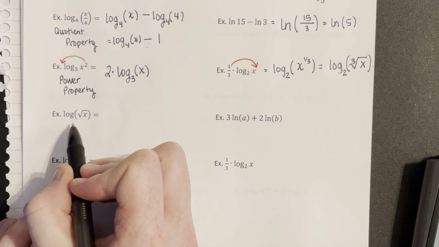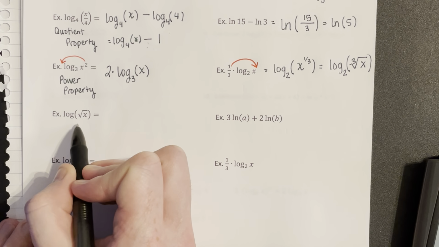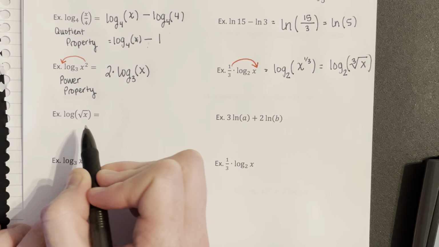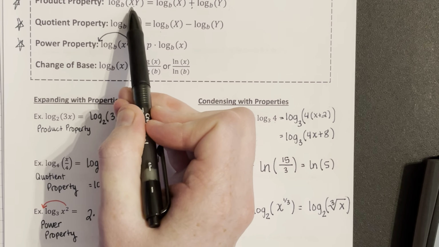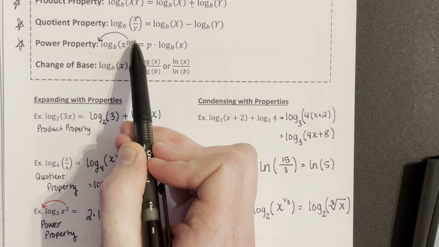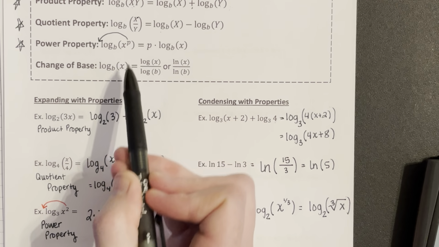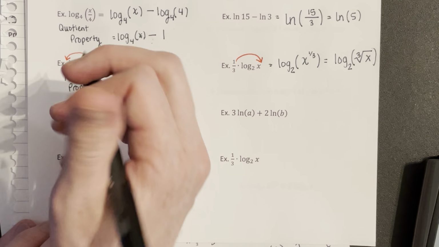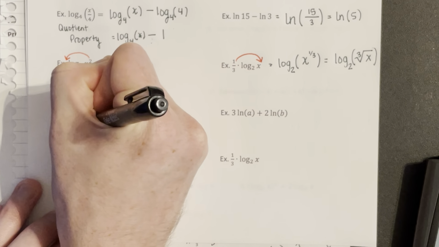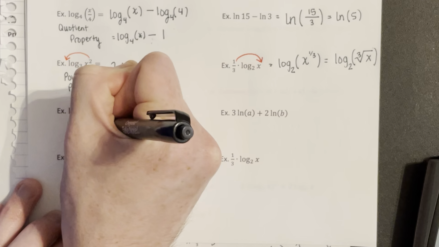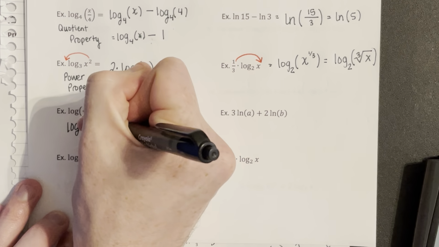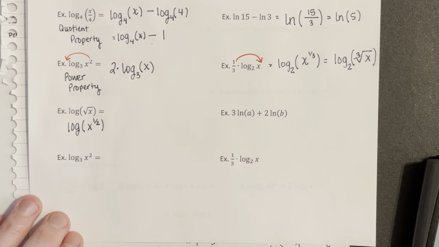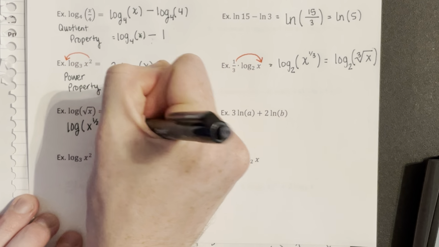So I've got log of the square root of x, and it doesn't look like there's a property in this at all because there's no multiplication going on, there's no division going on, and we don't see an exponent. But because of that rational exponent property, there actually is. So I'm going to convert this to log of x to the 1/2, since it's a square root. Now we have a power property.